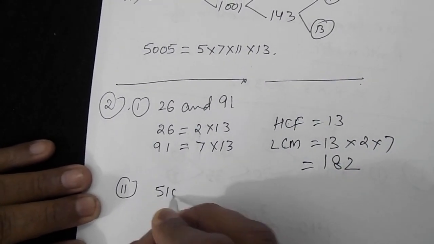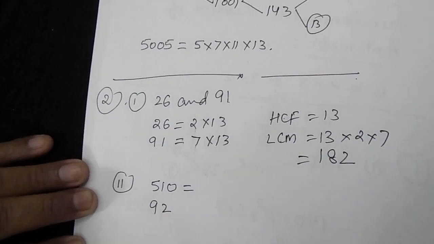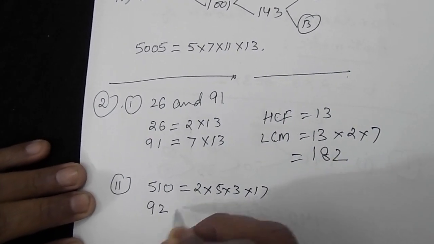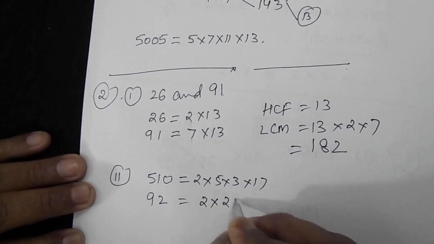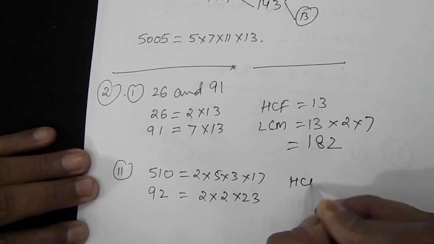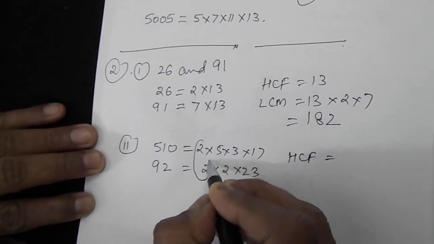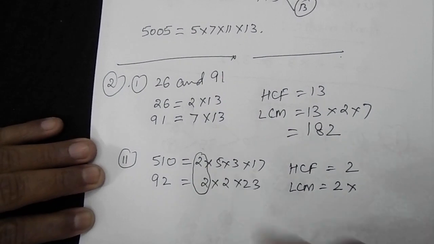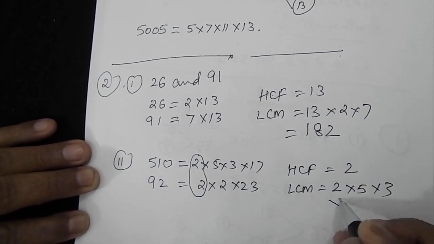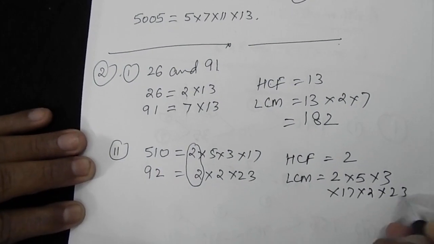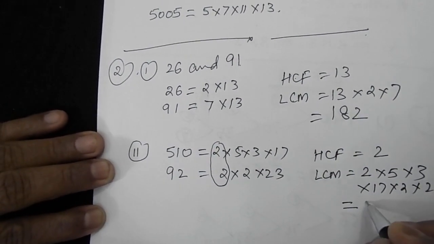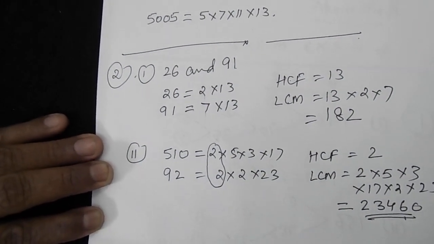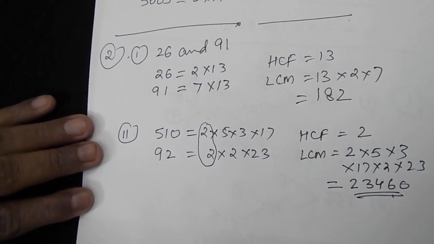Second part is 510 and 92. We find the factors of 510, which will be 2 into 5 into 3 into 17. Factors of 92, 2 into 2 into 23. We can see here the common factor is only 2. So the HCF is 2 and the LCM is 2 into the remaining factors 5 into 3 into 17 into 2 into 23, which gives you 23460. So the LCM of 510 and 92 is 23460.